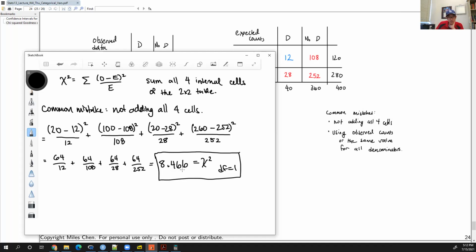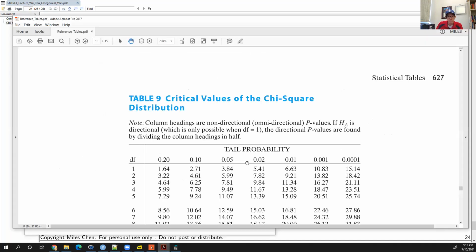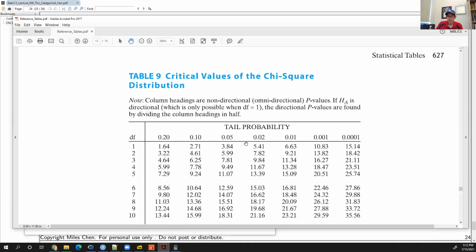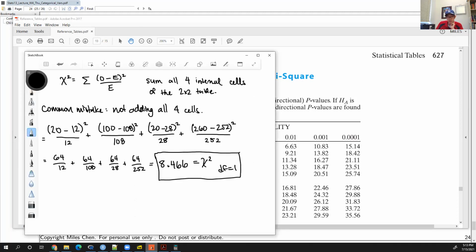All right, so anyway, I've got a chi-squared value of 8.466. I've got 1 degree of freedom. So we're going to go to our chi-squared table like we've been doing. We look at 1 degree of freedom. I'm looking up 8.466. So my p-value, or my tail area, is between these 2 columns. 8.466 is between 6.63 and 10.83. And so therefore my tail area is also between these 2 values, between 0.01 and 0.001.